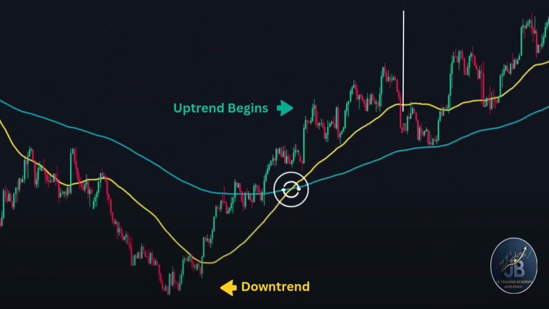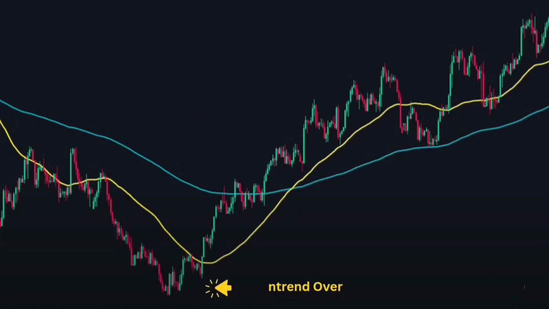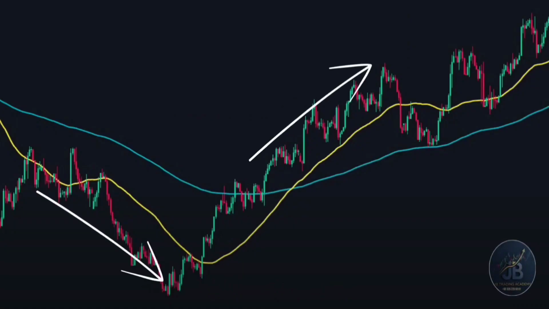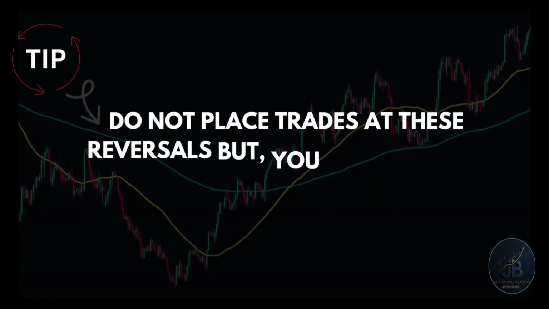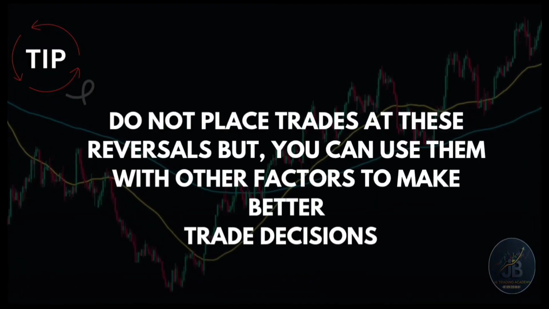Hence, it is a sign of a bullish reversal. We do not suggest you place a trade at these reversals, but you see the reversal begins.